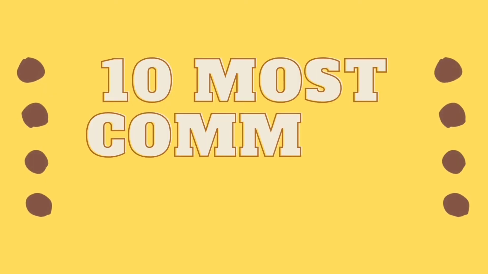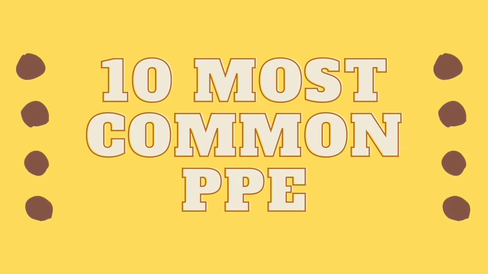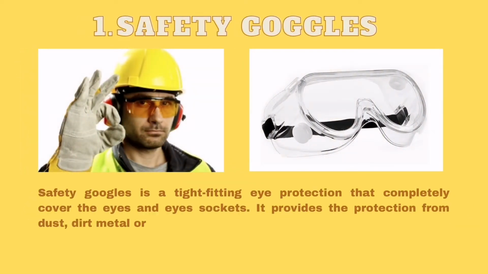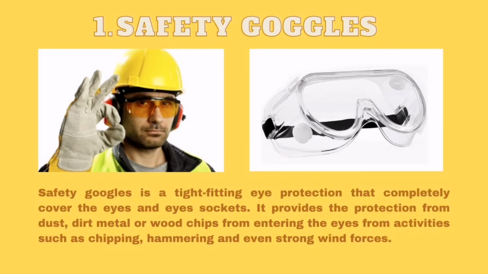Here are the 10 most common PPE used in construction. Safety goggles are tight-fitting eye protection that completely covers the eyes and eye sockets. They provide protection from dust, metal, or wood chips entering the eyes from activities such as shaping, hammering, and even strong wind forces. Employers should provide one pair of safety goggles to each worker rather than sharing. Safety goggles that are shared must be disinfected after being used.